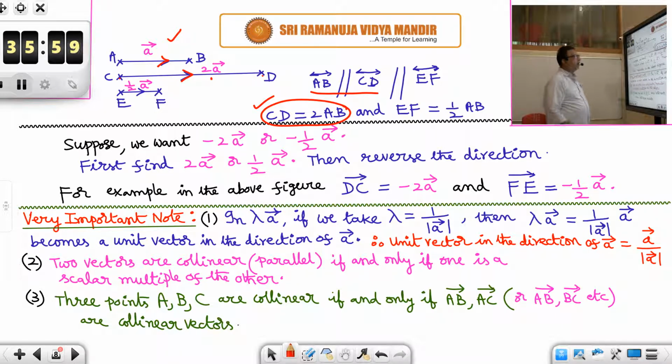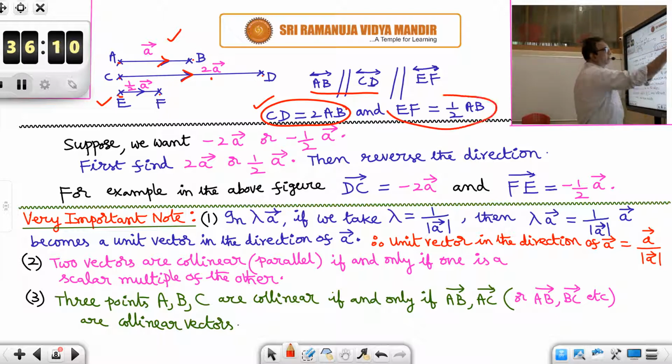Next, half A bar. Lambda is equal to 1 by 2, suppose half A bar. Half A bar is represented by EF bar. This length EF is equal to half of the length AB. Here I have written, EF length is half of the length AB, and EF and AB should be parallel. Here, AB is parallel to EF also. Direction will not change, only the magnitude will change.